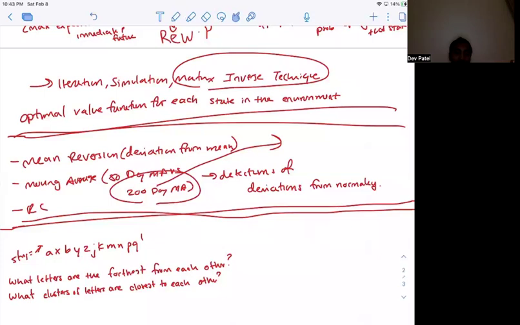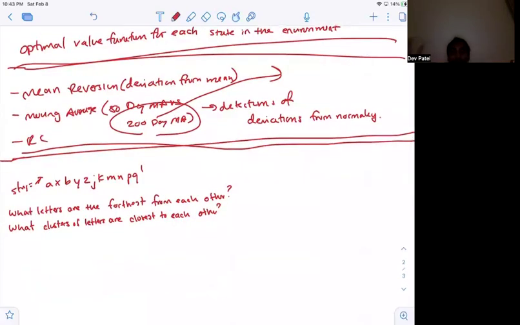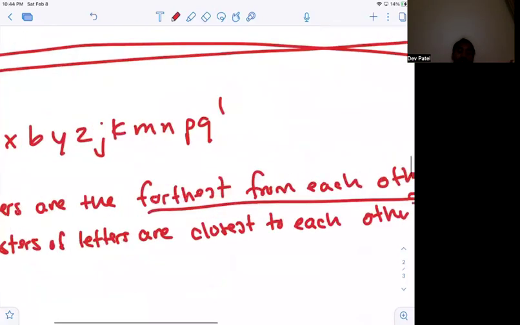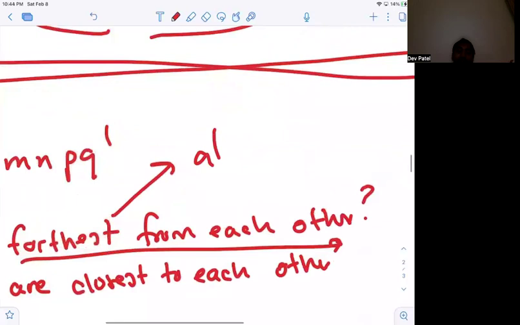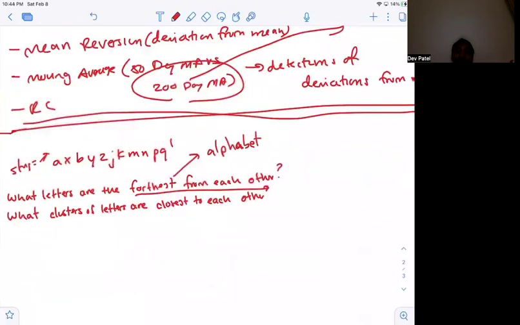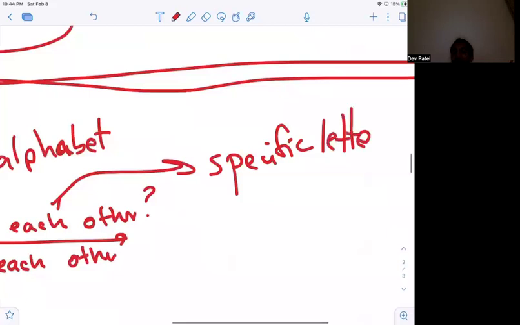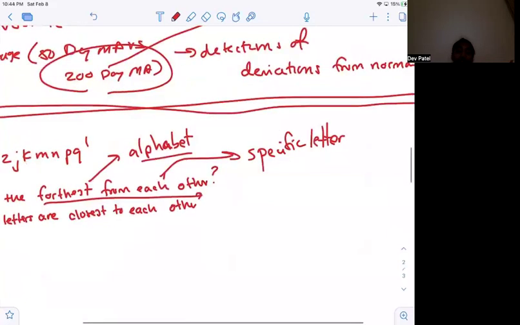And now let's take a look at some of the LeetCode style questions I have come up with regarding strings. So one of the questions that you can make is what letters are the farthest from each other in this given string? And so farthest can mean in terms of in the alphabet. Farthest could mean in terms of from a specific letter in the alphabet. And these are just two different definitions.